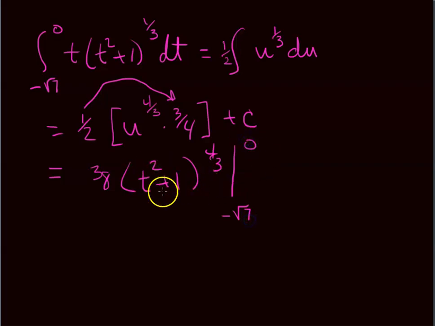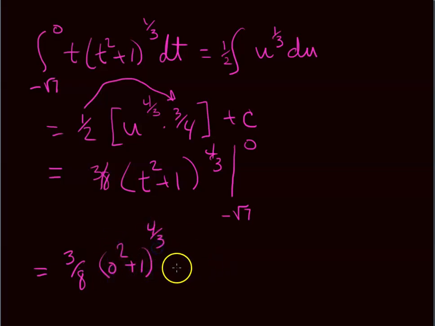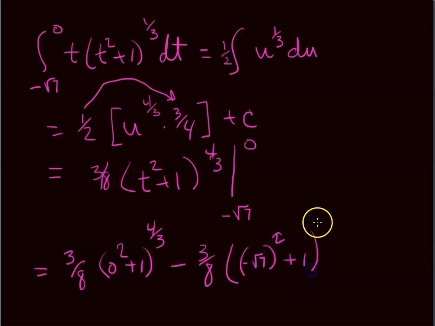Because we're back into the t variable of integration. So this becomes the 3/8. T is 0 squared plus 1 to the 4/3 minus the 3/8. T is negative square root of 7 squared plus 1 to the 4/3. So this is really just 1, and this is then just 3/8.